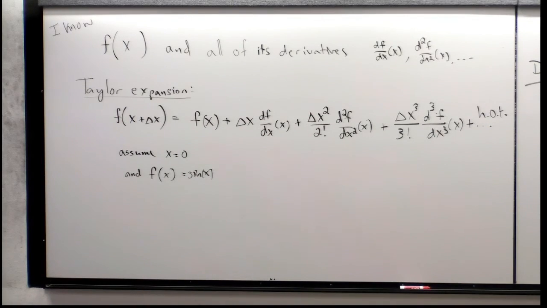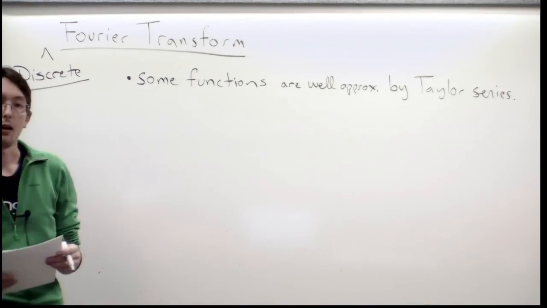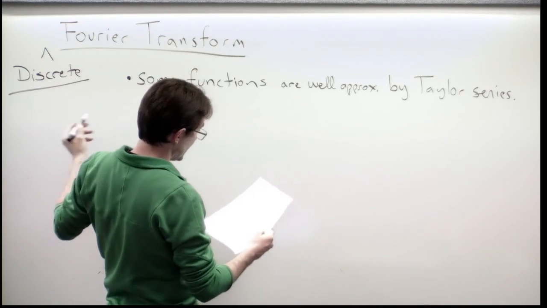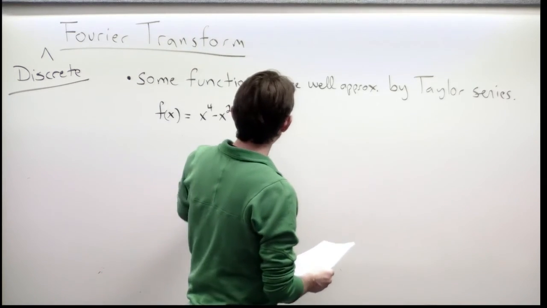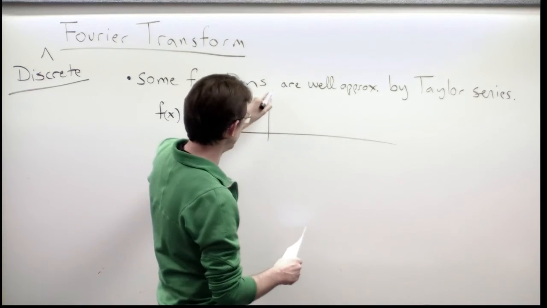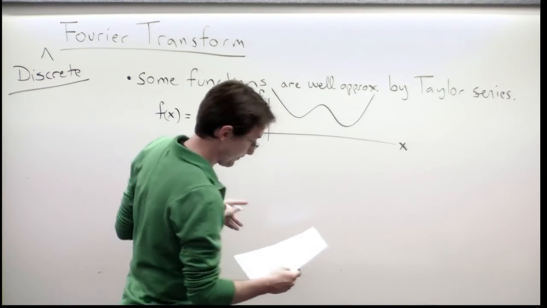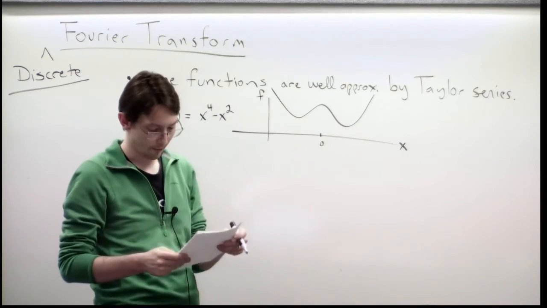Okay, so that was just an aside. The point I really wanted to make is that some functions are well approximated by Taylor series, and I'm going to give you an example. So if my function f of x equals, say, x to the fourth minus x squared, this looks like this kind of two-hill thing here. So here's x, here's f. Let's say that this point is 0. So it's kind of symmetric about 0.